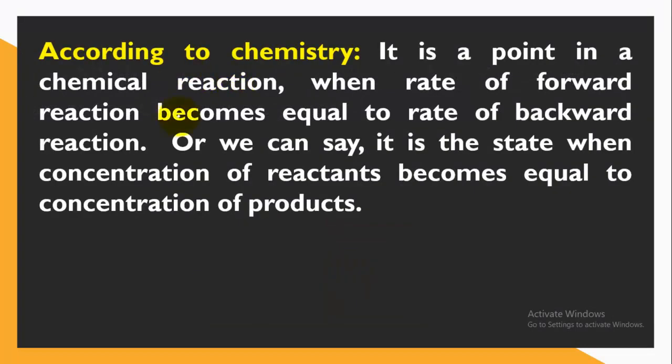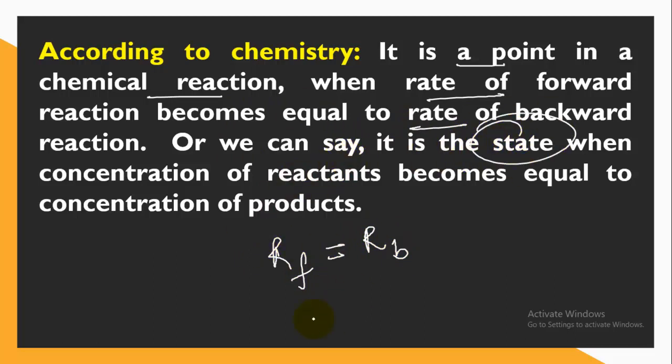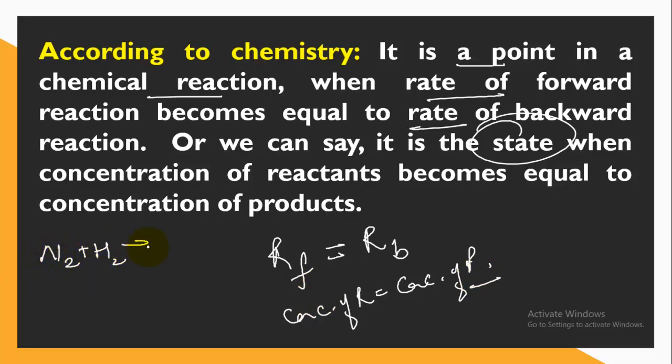So according to chemistry, we can define it as a point in a chemical reaction when the rate of forward reaction becomes equal to the rate of backward reaction. Or we can say it is a state when the concentration of reactants becomes equal to the concentration of products. Let's take an example now. We have an equation where nitrogen combines with hydrogen, in a reversible reaction, to form ammonia.